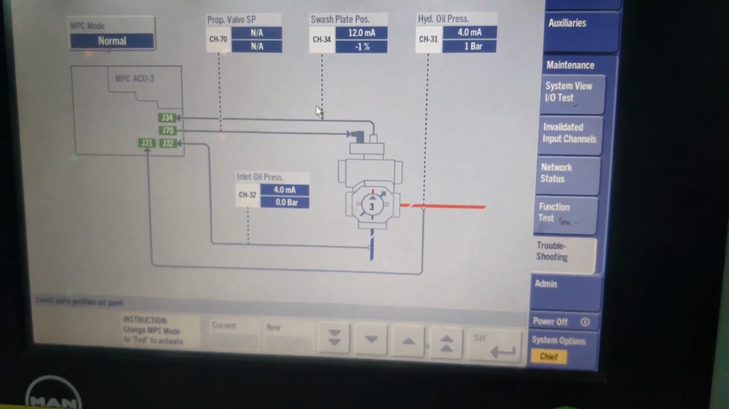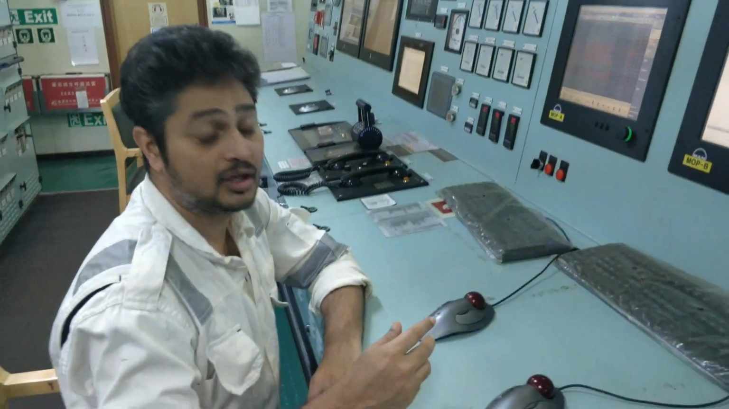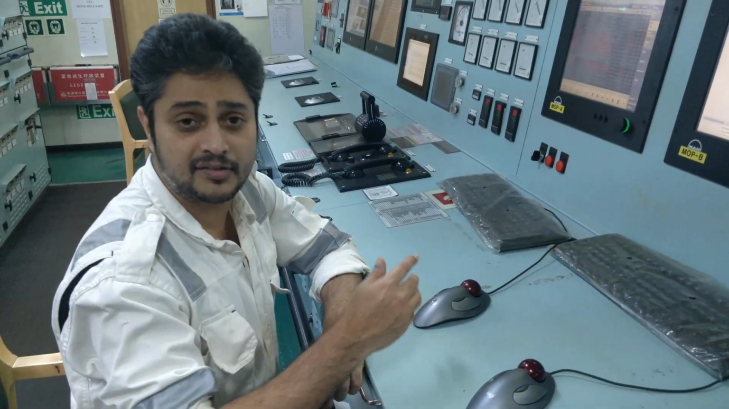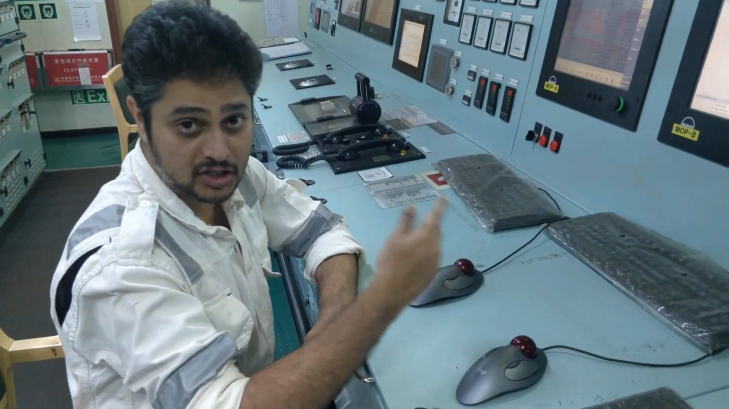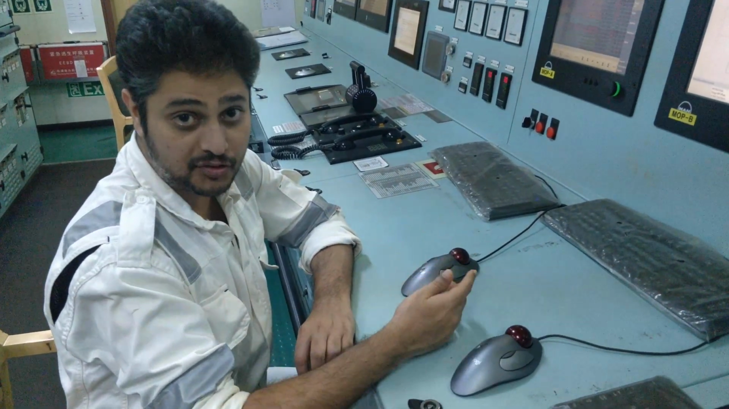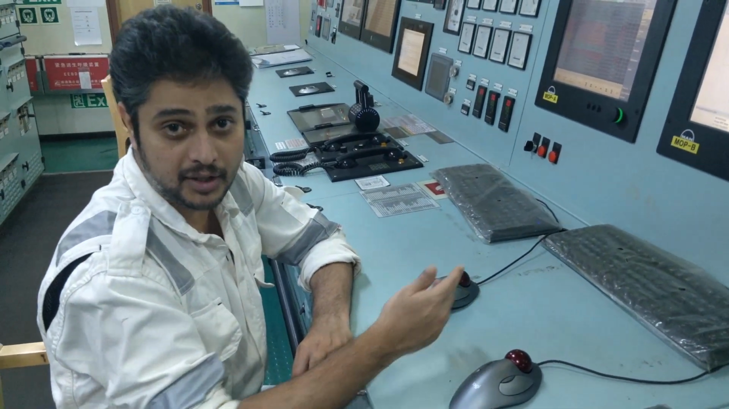In this video, guys, you can see how the stroke changes when the engine is in ahead and when the engine is in astern direction. When the engine is in ahead, it is on the positive side, and when the engine is in reverse, it is on the negative side. You can just see the video now.